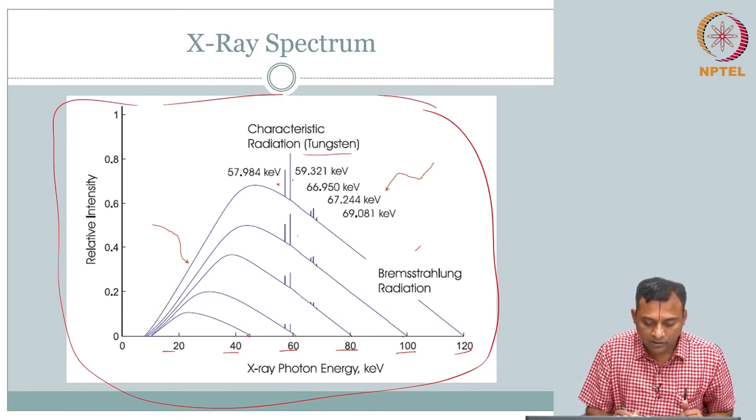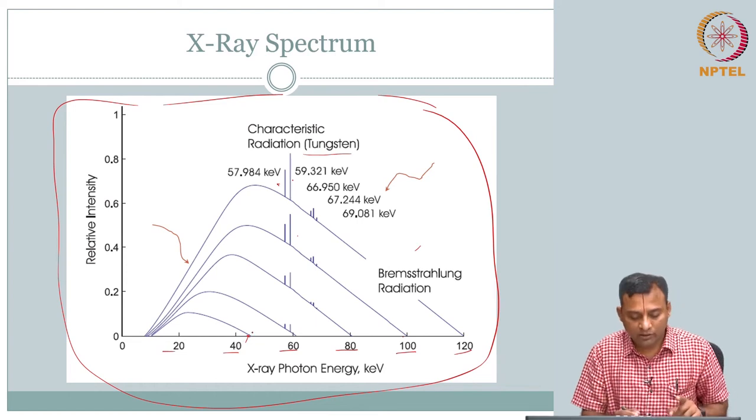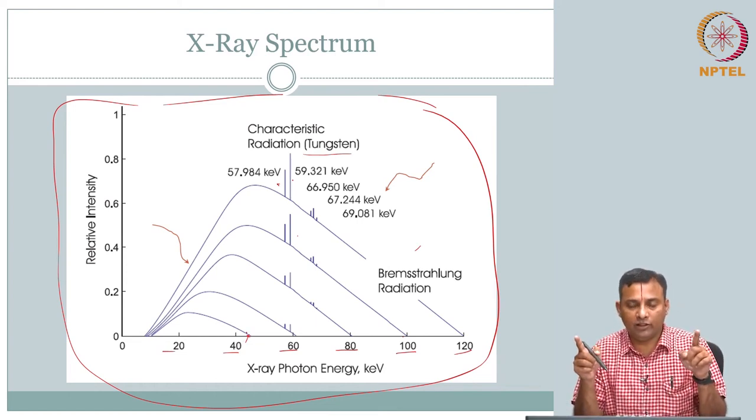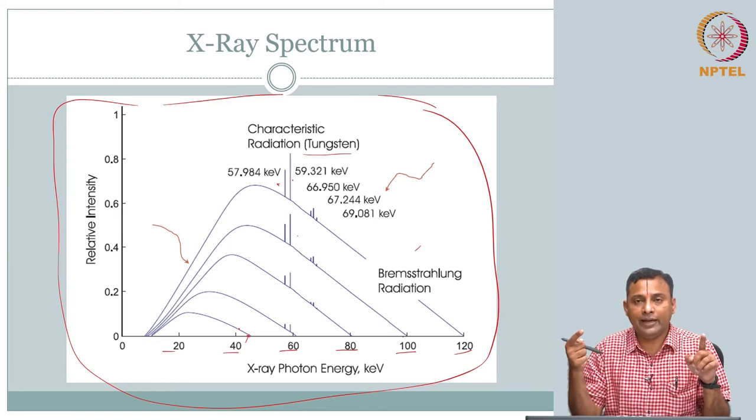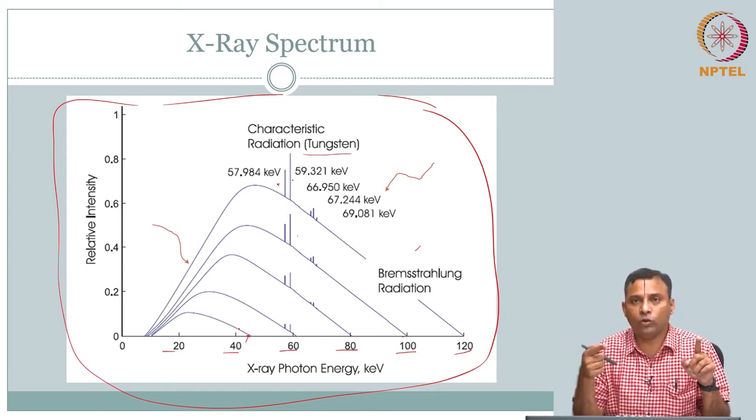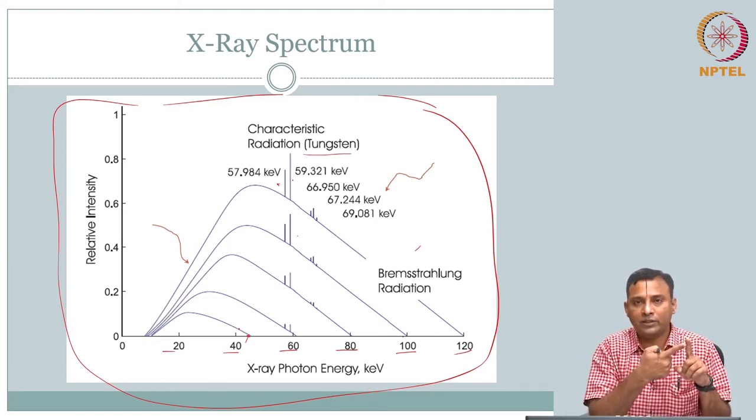So when I operated with about 45 kilovolt potential, then the kinetic energy is 45 kilo electron volt that bombards the tungsten anode.